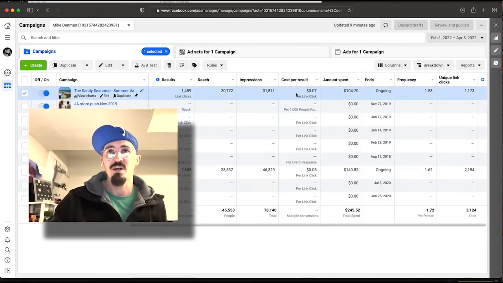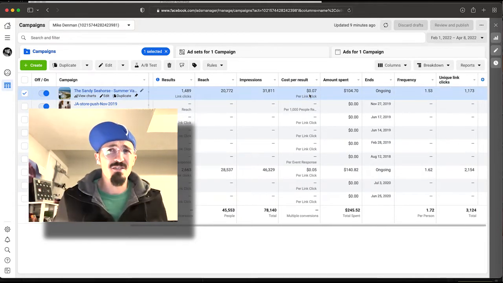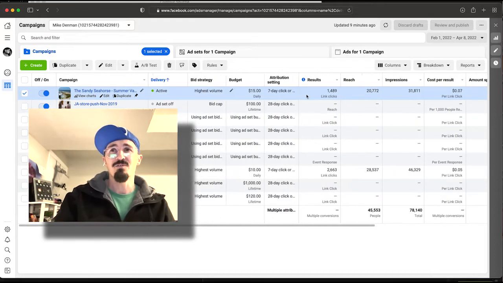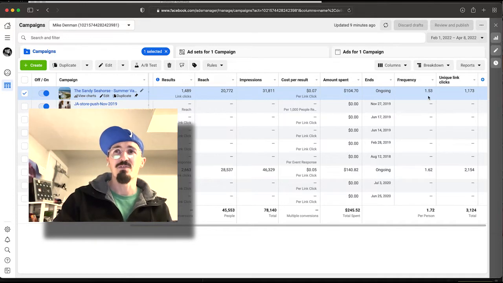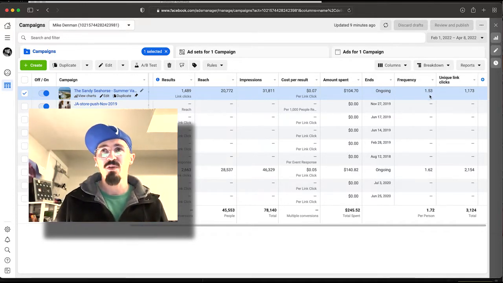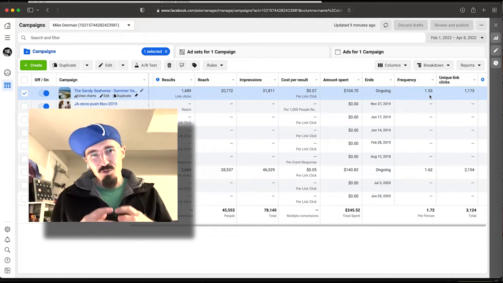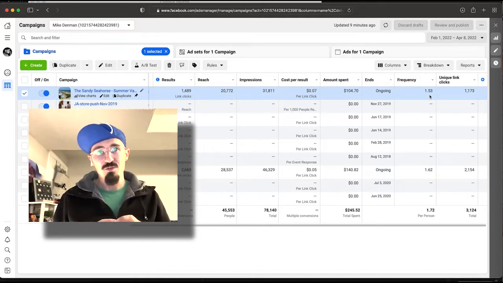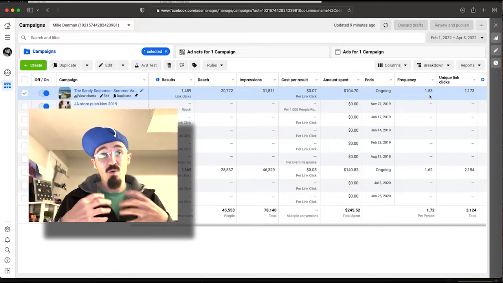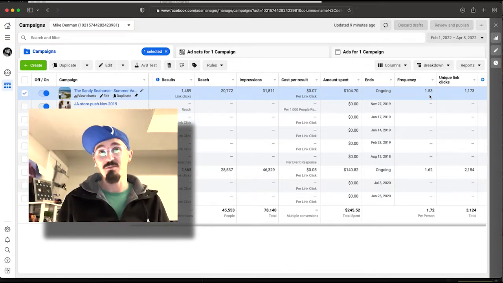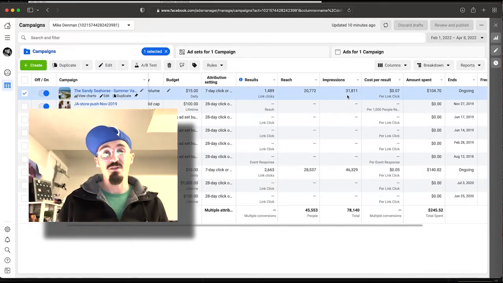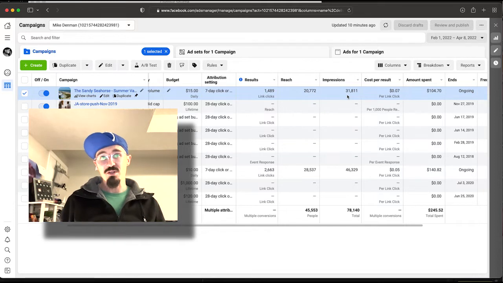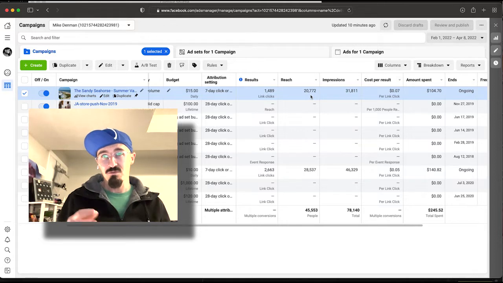If I scroll over here, you'll see it basically says 7 cents per click, $104.70 is what we spent. And then over here we have frequency is 1.53. So that 1.53 means that out of all of those 20,000 unique individual people, it was shown 1.53 times on average to get people to click on it, out of the 31,811 times it was shown. And so the impressions, again, is the amount of times the ad was shown in general. The reach is the number of people it was shown to.